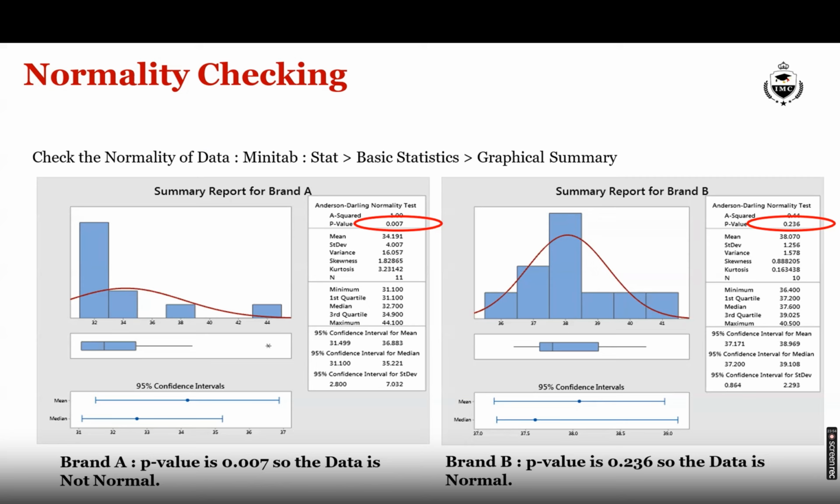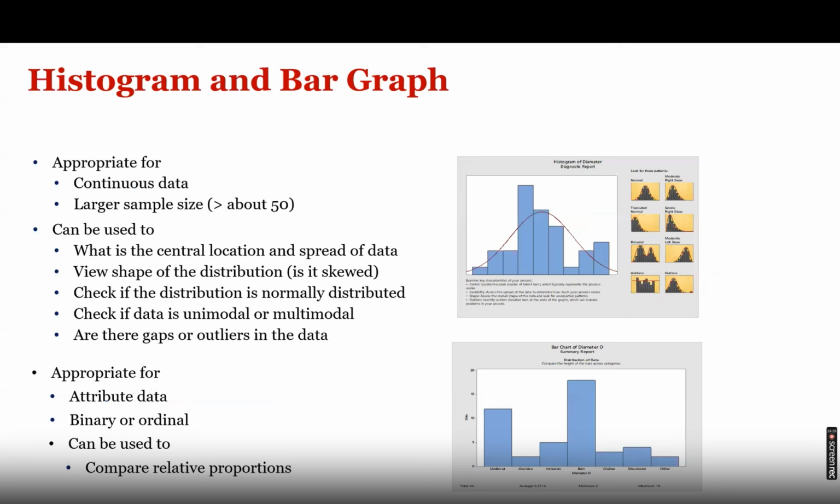It's a flat kind of curve. And also there is a p-value, which is showing 0.007. In order to be normal, the p-value should be greater than 0.05. It is not. So we conclude that brand A is not normal data. There is some abnormality in it. Similarly, for brand B, the curve looks like a perfect normal curve, and also the p-value is greater than 0.05. So we say that the brand B data is normal data.